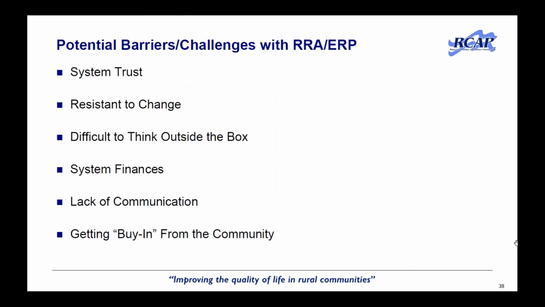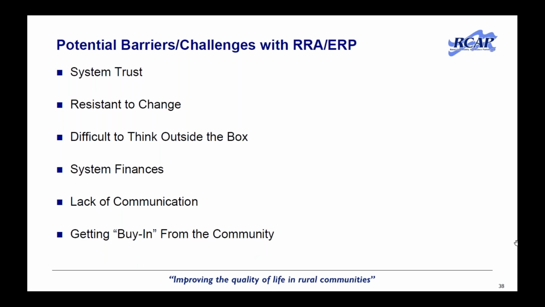So, some of the potential barriers or challenges that we found with vulnerability assessments and with the new AWIA requirements for risk and resiliency assessments. First one being system trust. As a TAP, you have to have the system's trust in order to assist them effectively. They have to trust you. And over the years, like I say, we have built good relationships with the small communities that we work with throughout the state.